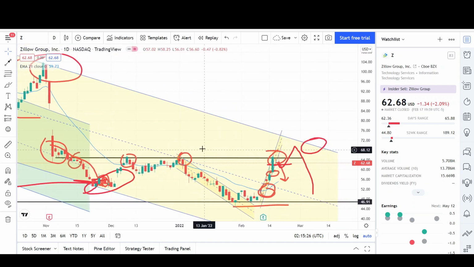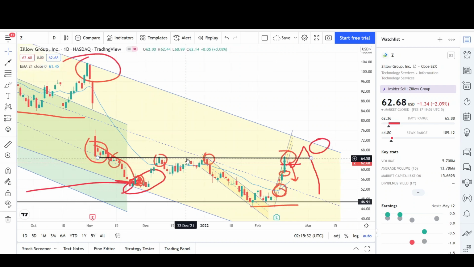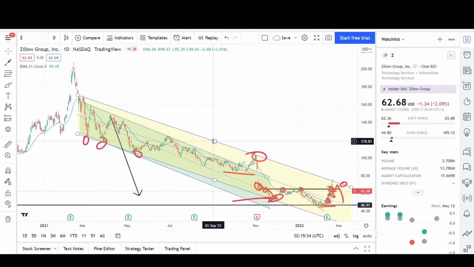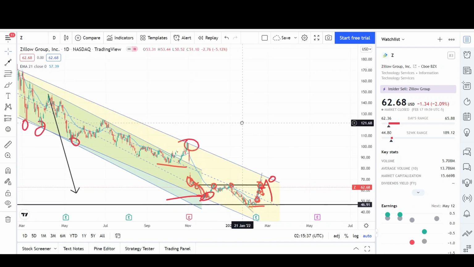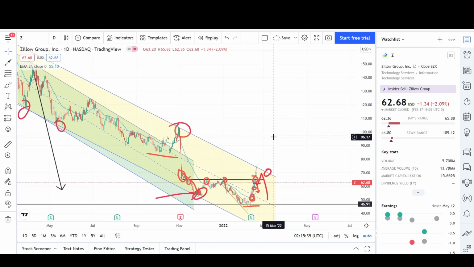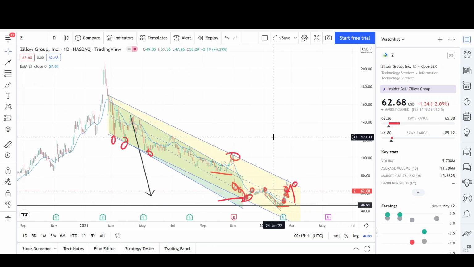You can see that this dashed line of the yellow channel acted as resistance back here in late December, early January. So that's why I think we're in a bigger channel now. So it looks like Zillow still has a lot of room to drop. Let me zoom out again.